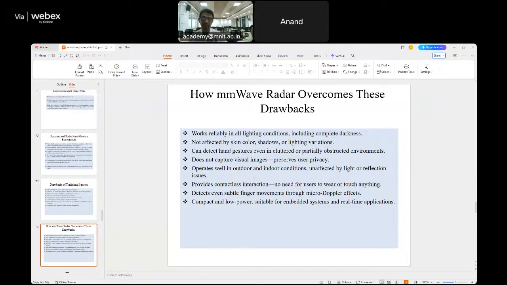Because radar is basically an EM wave which is sent out and reflected back. It detects even subtle finger movements through the micro-Doppler effect. See, because your hand is moving, you are able to detect it. It is compact and low power, suitable for embedded systems and real-time applications.